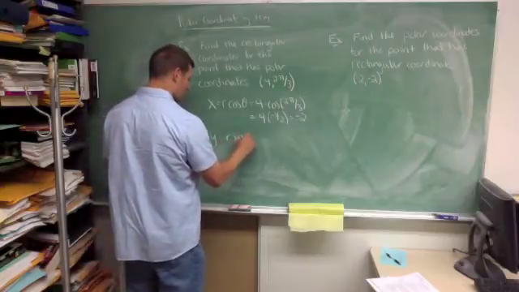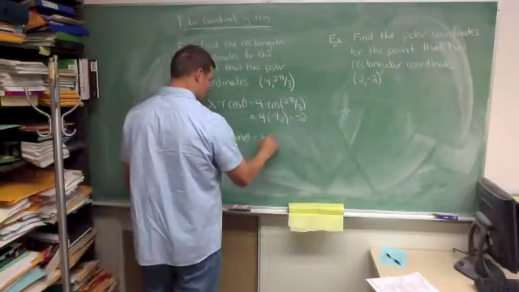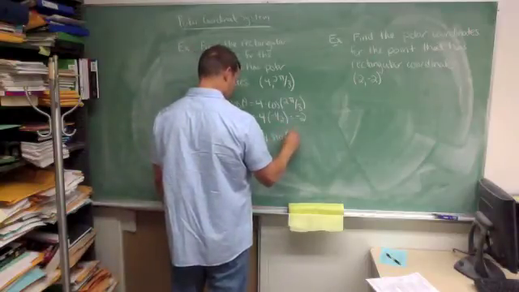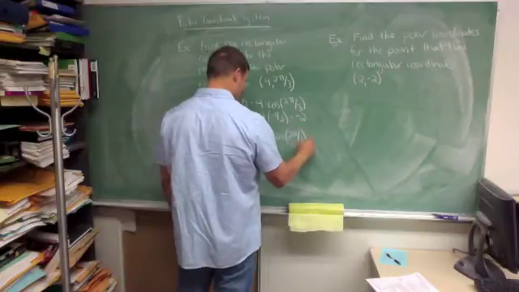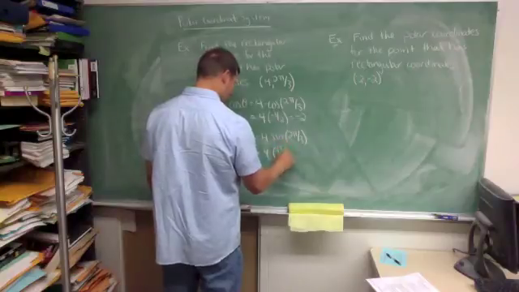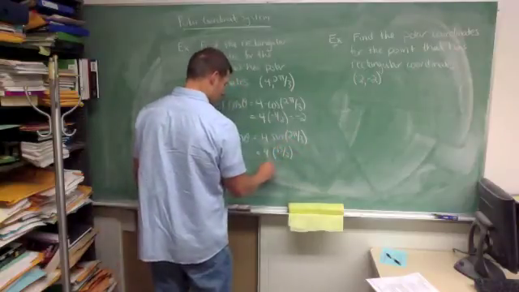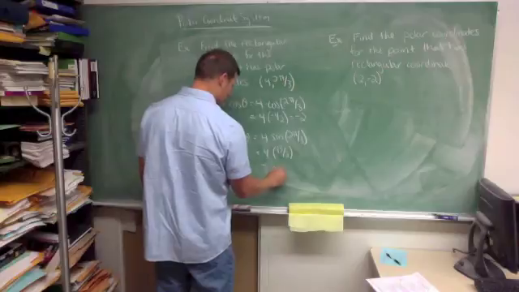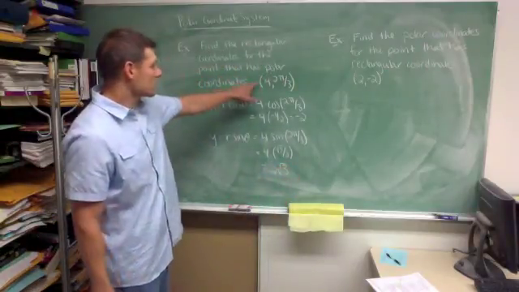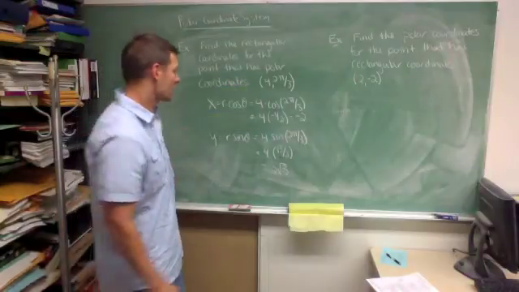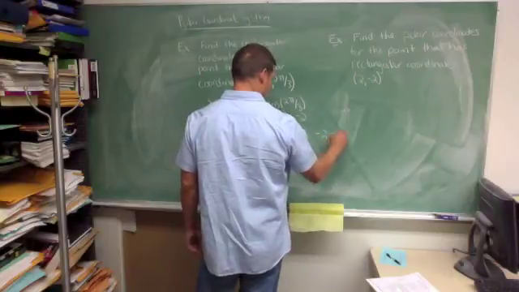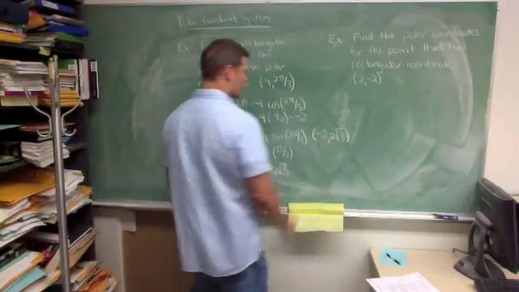Now let's do y equals r sine theta. So it'll be 4 times sine of 2 pi over 3, which equals 4 times root 3 over 2. 2 goes into 4 2 times, so I get 2 square root of 3. So given its polar coordinates, its rectangular coordinates are the point negative 2, comma 2 square root of 3.